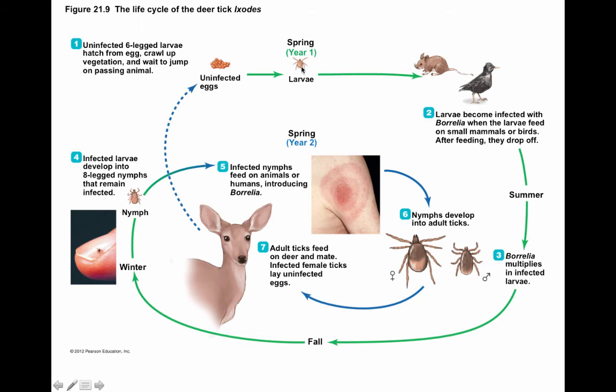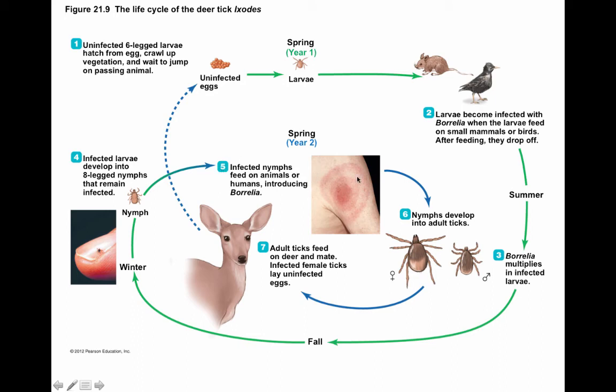These guys, you can't even see their legs. It's ridiculous. Anyway, the nymphs then will feed again on animals or humans. They can be infected at this stage because they've already gotten a blood meal. These guys can be infected with Borrelia. And so when the larvae feed on these, they can pick up Borrelia and become an infected nymph. And then they can feed on humans or animals and pass the Borrelia to them in this stage.